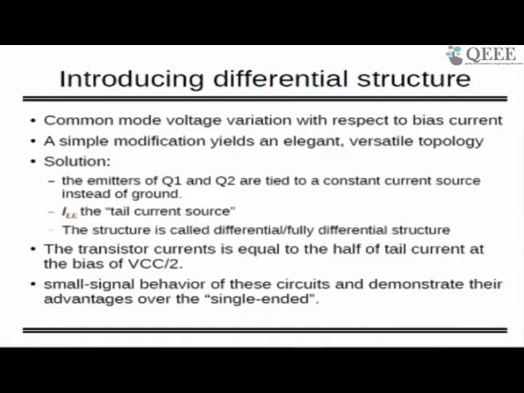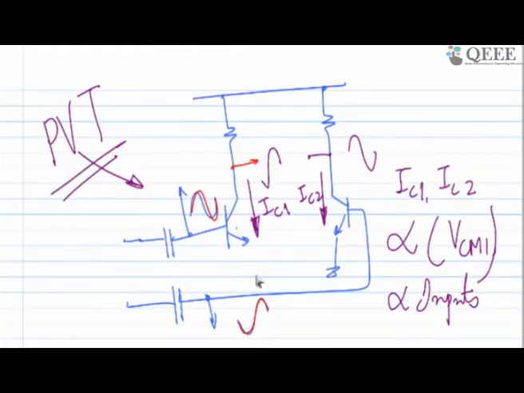So what I want to say, as some salient features, if I want to introduce a differential structure instead of pseudo differential, what were the problems in pseudo differential and how to solve them, is given in this slide. Your common mode voltage varies and it varies the bias current, which is wrong. We don't want that. So a simple modification yields an elegant and versatile topology, which is called the differential structure. The differential structure is the one where you are tying Q1 and Q2. In this topology, I am going to remove this part.